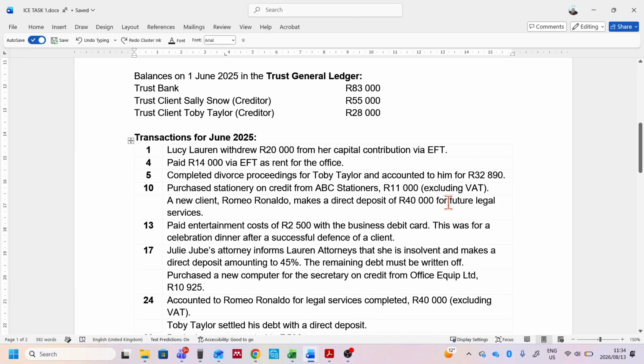So I'm just going to be reading the transaction and then we're going to just be recording. Purchase stationery on credit from ABC Stationer, 11,000 excluding VAT. It is not a payment. There is no payment involved, so it cannot go to your cash book payments. It is not a business client, so it cannot go to fees. So this means that it's going to your general journal.